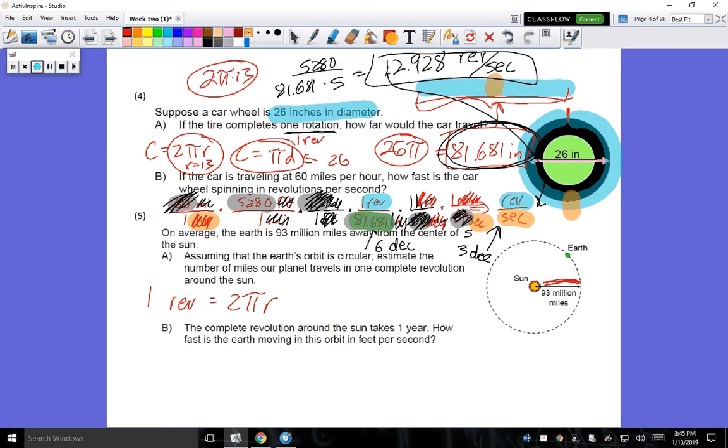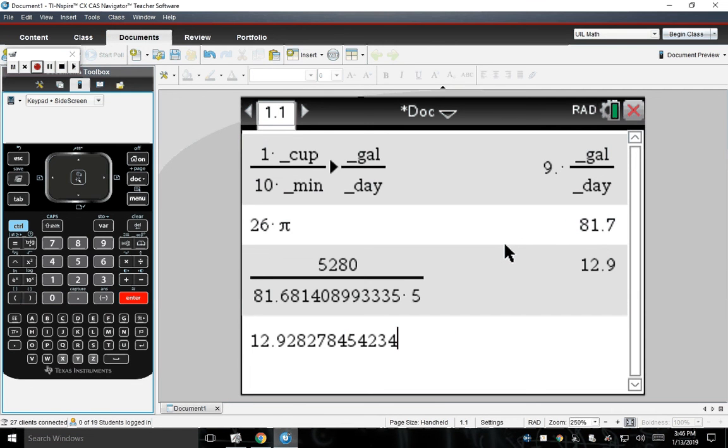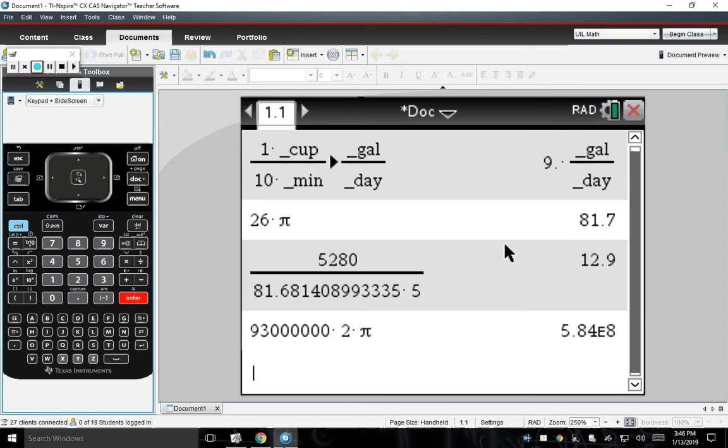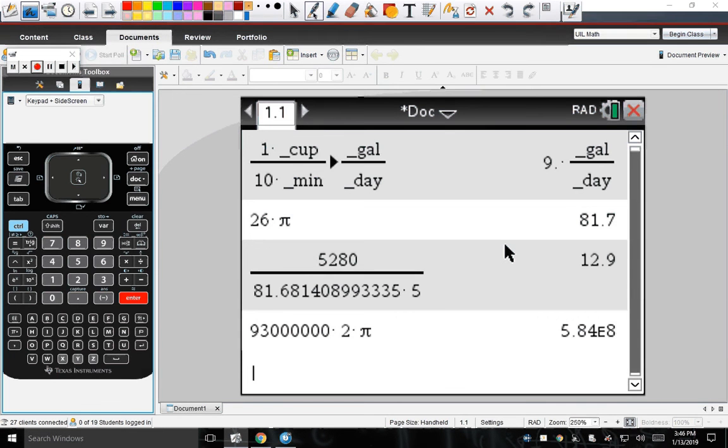So if I just multiply 93 million as the r value, and I'll multiply it with 2 pi, I will get my answer. Let me show you how you can do that. Okay, so 93 million, 93, whoops, let me come down here, 93 million, 1, 2, 3, 4, 5, 6, we're going to multiply it with 2 pi, and then control answer. And you see this weird notation. If you don't know what this E means, this E is like saying 5.84 times 10 to the 8th power. So that E is this piece right here, the times 10.